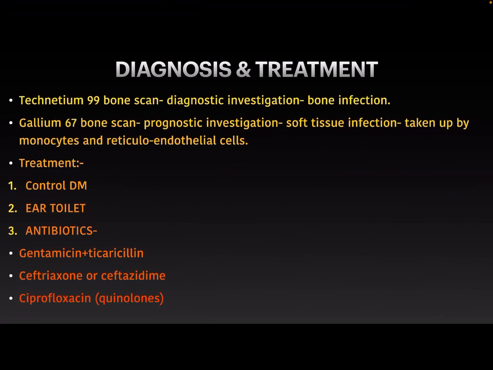Then you give antibiotics. You can give third generation cephalosporins like ceftriaxone or ceftazidime. You can also give fluoroquinolones like ciprofloxacin, ofloxacin, and levofloxacin. And you can also give gentamicin plus ticarcillin. What is ticarcillin? Ticarcillin is an anti-pseudomonal penicillin, right? So you can give a combination of that too, and that's how you can treat it with antibiotics.